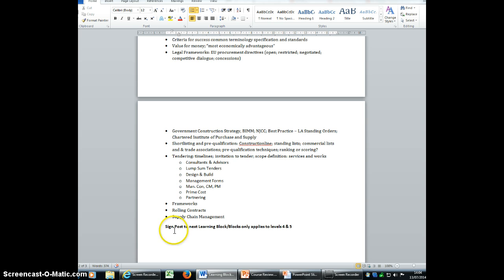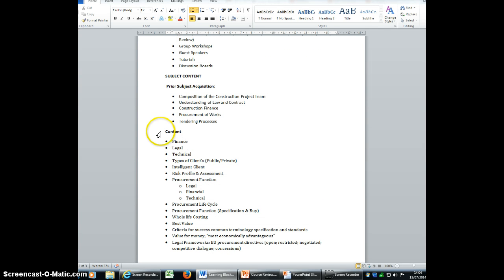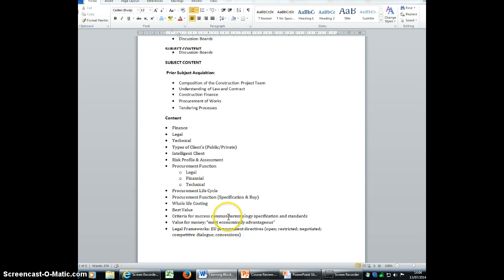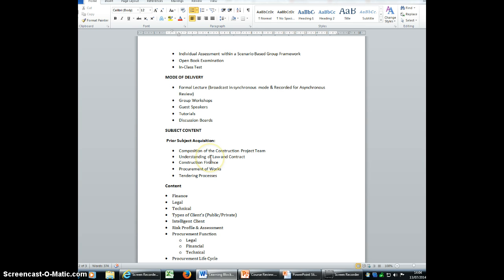And then signpost to the next learning block or blocks. This only applies to level 4 and 5, because at level 6 the signpost out is into employment. That will be a graduate attribute signposting out as opposed to a subject knowledge sending out. I'm going to send this. For individuals, all you need to do is take out the text, keep these headings the same, and then put in your own text about what you're going to do. But don't forget, this is not a module. This is a block of learning around a particular subject.